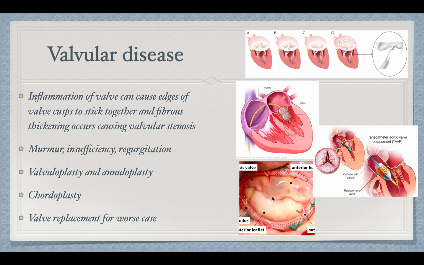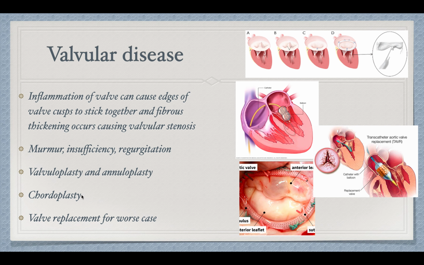Valvular disease. It can be genetic, and it can be part of poor lifestyle. Atherosclerotic plaques can lodge into them or attach to the valves and cause problems. And some illnesses will cause the inflammation of the valves, and it causes the edges of the cusp to stick together. And then fibrous thickening occurs and makes the valves really stiff, so they don't close as nicely anymore. You can hear that during your heart examination. You hear a murmur or regurgitation, and you usually fix it with valvuloplasty, angioplasty.